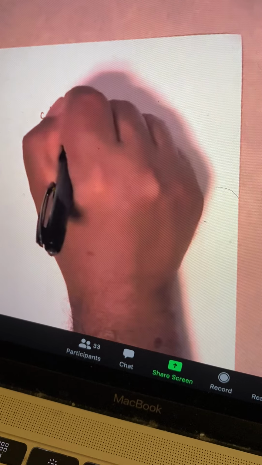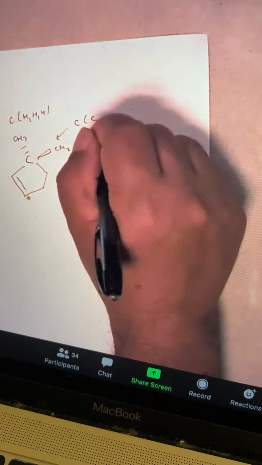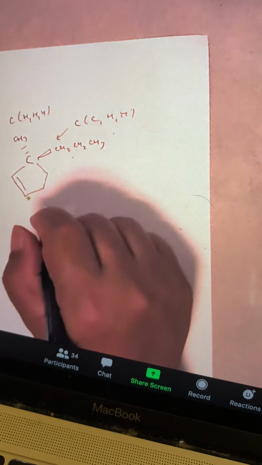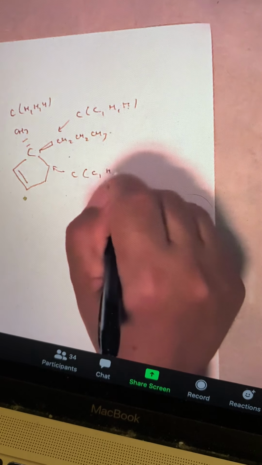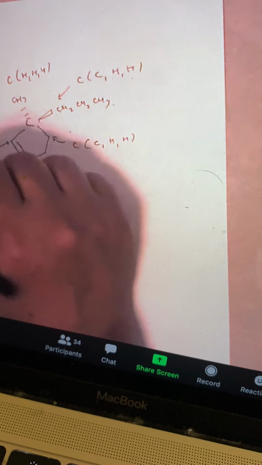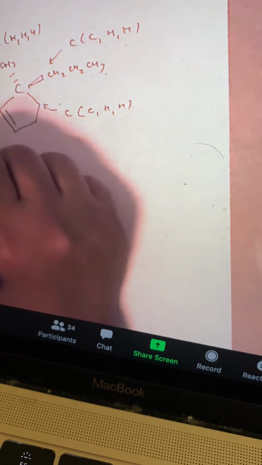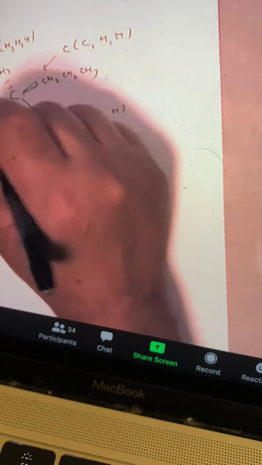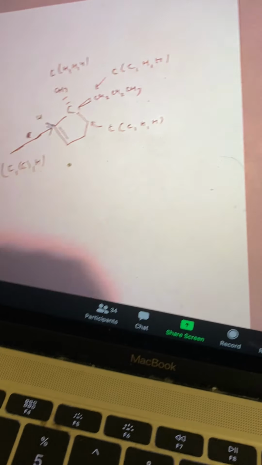Okay, so here I have a carbon that has 3 hydrogens. Here I have a carbon that has a carbon and 2 hydrogens. Okay. Here I have a carbon that has a carbon and 2 hydrogens. And here I have a carbon, put it this way, a carbon that has a carbon, and a hydrogen. Okay? Why does it have that dummy carbon? Because it's a pi bond.